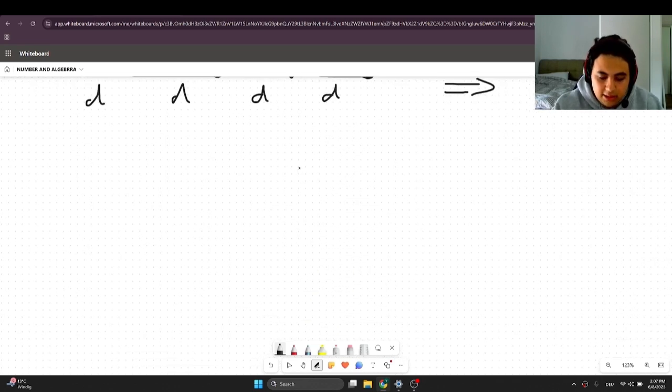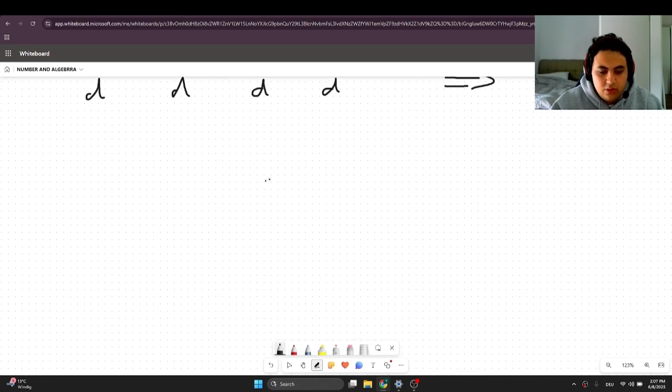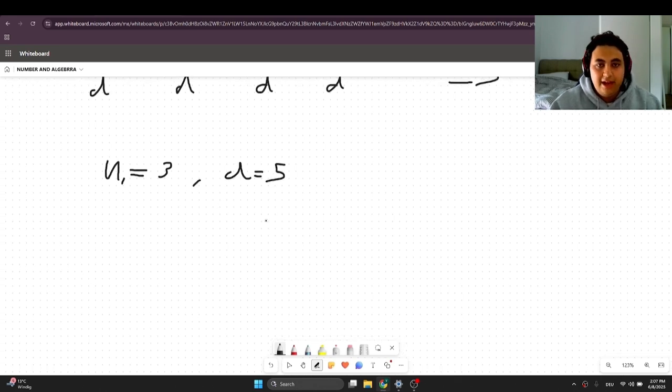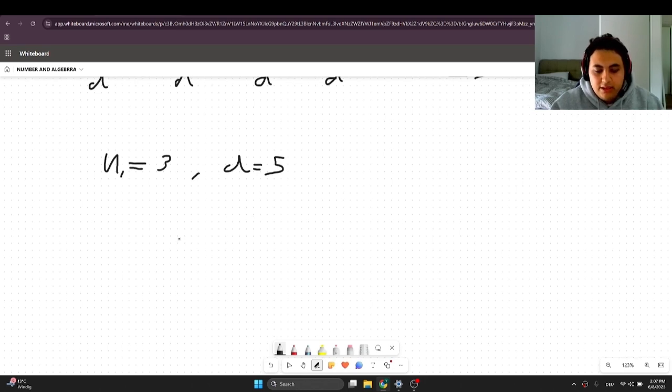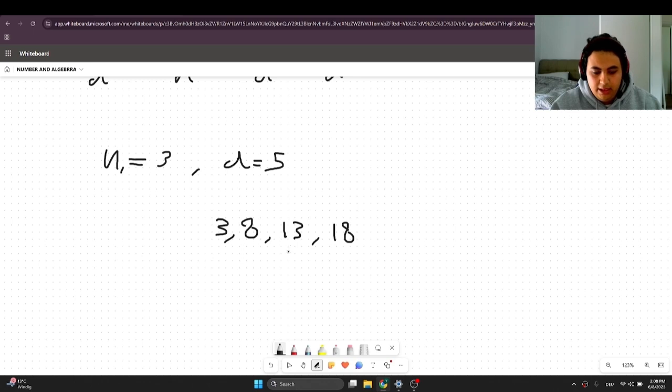Okay, so let's move on and do an example. In this question, we're given u1 and we're given d. So u1 is 3 and d is equal to 5. This question is being really nice to us because we have the terms that we need. We need to find the first 4 terms. Since u1 is 3, we can just start with 3 and then add 5, that's 8. Then add 5, that's 13. And then add another 5, that's 18. So these are the first 4 terms: 3, 8, 13, 18.